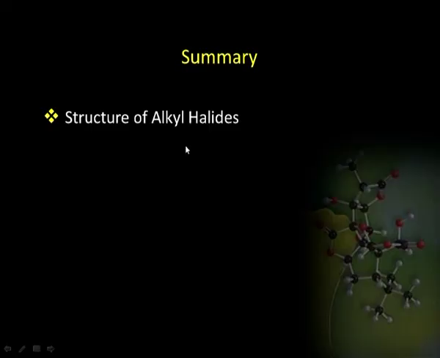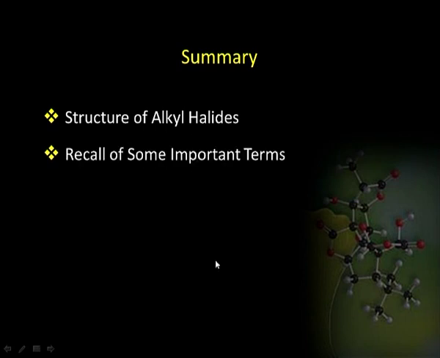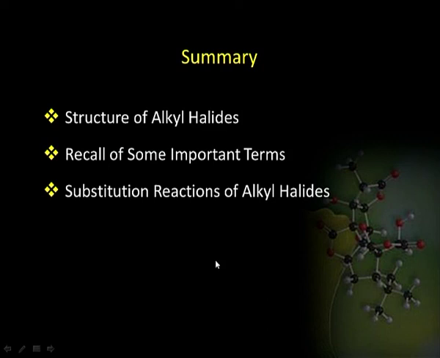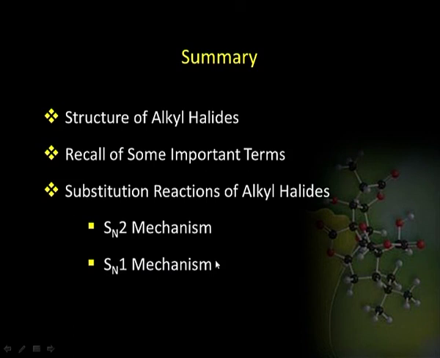Let us summarize what has been dealt in today's lecture. We talked about the structure of alkyl halides because they are very important in understanding the types of reactions which these particular compounds undergo. We recapitulated some of the important terms which are used in general when we are talking about the organic reaction mechanism and organic reactions in general. The substitution reactions of alkyl halides follow two types of mechanisms, and these have been discussed in detail. The SN2 mechanism, which is a bimolecular mechanism, and SN1 mechanism, which is a unimolecular mechanism. So, we have talked about two types of mechanisms in the substitution reactions of alkyl halides.